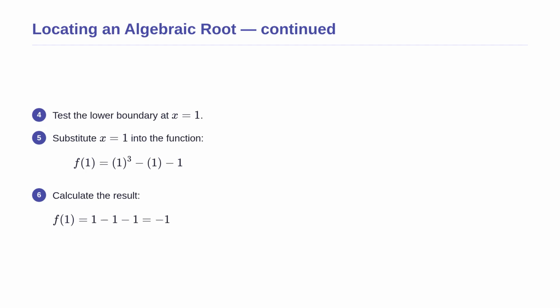Continuing with our strategy, we begin by testing the lower boundary of our interval, which is x equals 1. We replace every instance of x in our function with the number 1. This step is done to find the height of the function at the very start of our search area. After performing the basic arithmetic, we find that f of 1 equals negative 1. The most important takeaway here is not the number itself, but the fact that it is a negative value. This tells us that at x equals 1, our function is underwater, below the zero line.